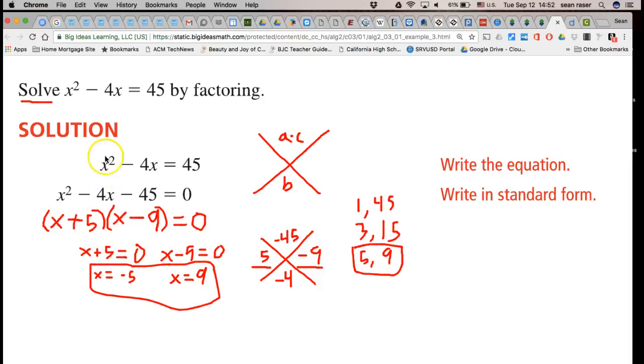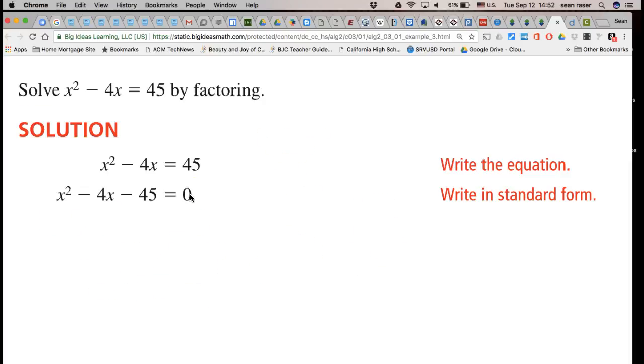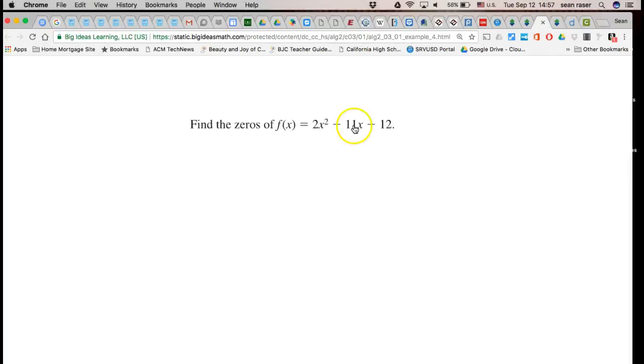Now, this is one of the simple ones. Whenever you have x squared by itself with no coefficient, these ones are generally simple. You can do this diamond number puzzle, and whatever answers you get go directly into your binomials. Okay, so this is the first type of problem. Let me go ahead and show you an example of the second type of problem. So here we've got a trinomial that has a coefficient in front of x squared.